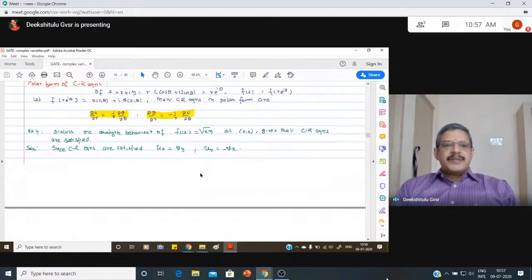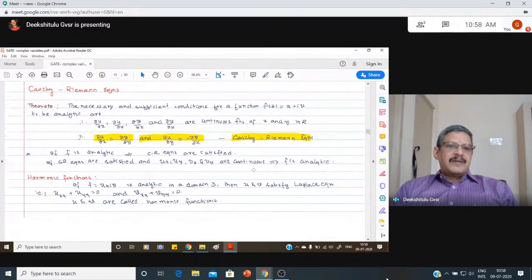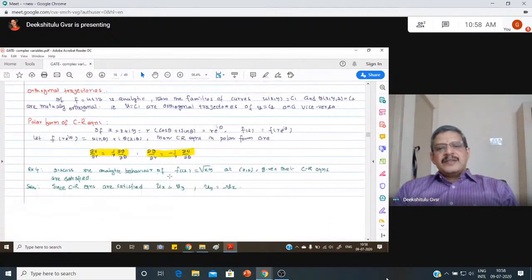Now, let us do some problems. Discuss the analytic behavior of f of z, or f of xy, whatever you take here, equal to square root of xy at 0, 0, given that CR equations are satisfied. Mind you, I have given that CR equations are satisfied. Now I am asking you whether it is analytic or not. Then what do you have to test? We have only two tests here. One is the CR equations must be satisfied, and the other is that first order partial derivatives must be continuous. So it is given that CR equations are already satisfied, then you have to check the second condition.